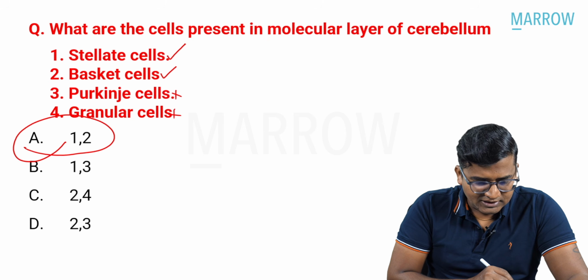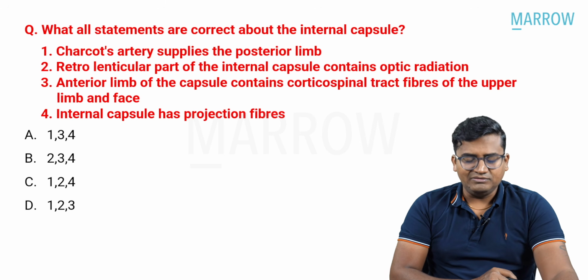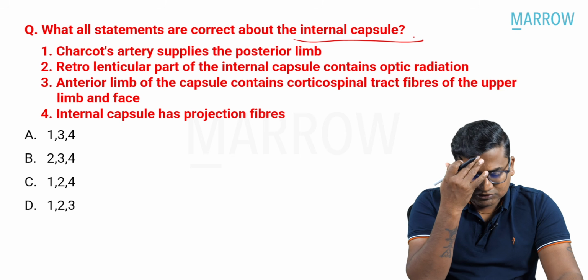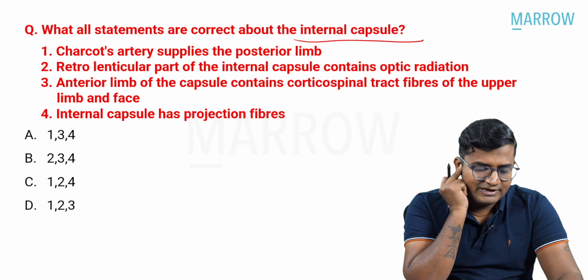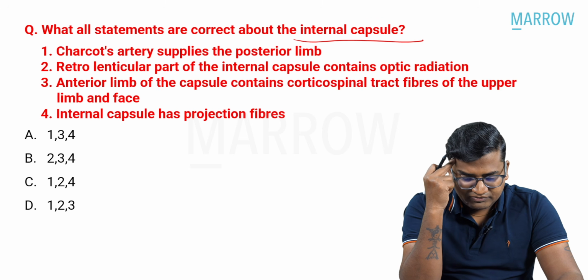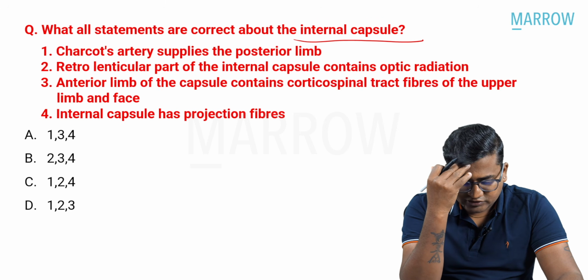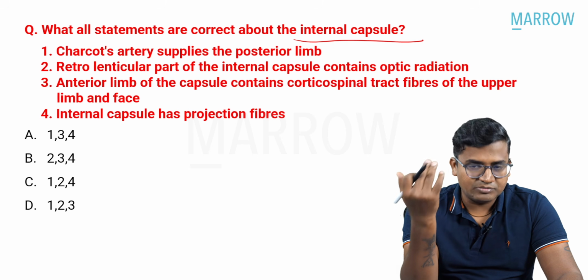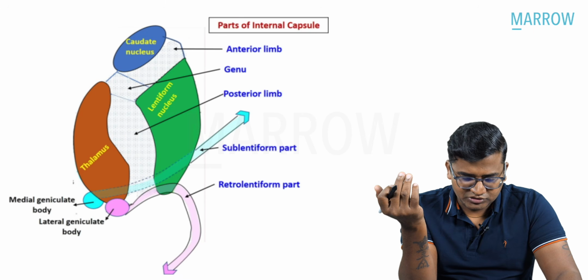Okay. Right. Now come to next question. Yes. Another question from the expected area, the internal capsule. So all the following are correct statements about the internal capsule except. Charcot artery supplies the posterior limb. Retrolenticular part of internal capsule contains optic radiation. The anterior limb of capsule contains corticospinal tract, and the internal capsule has projection fibers. So now we see some basic description and then we can go to the question.